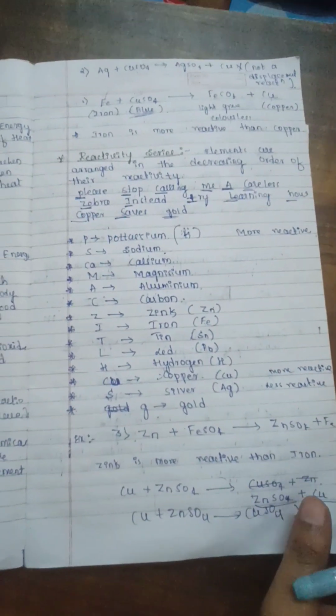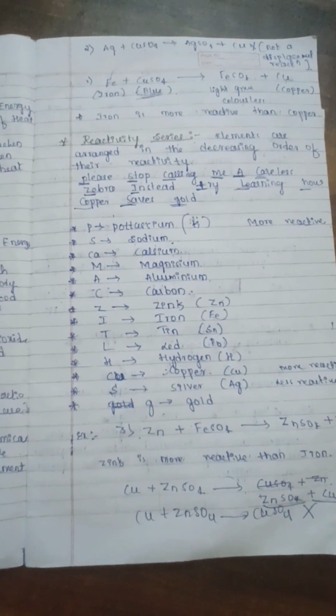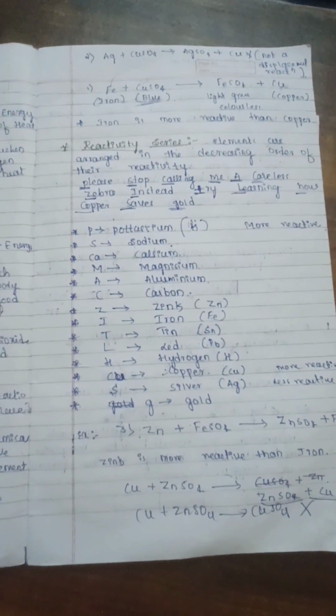In the next class we will move towards double displacement reaction and the last part of the chapter, that is corrosion and rancidity. Then this chapter will end.